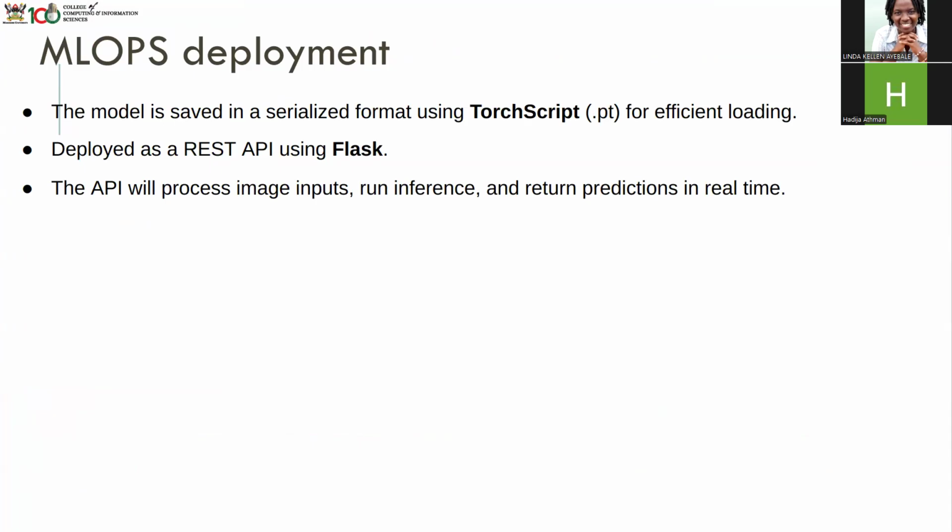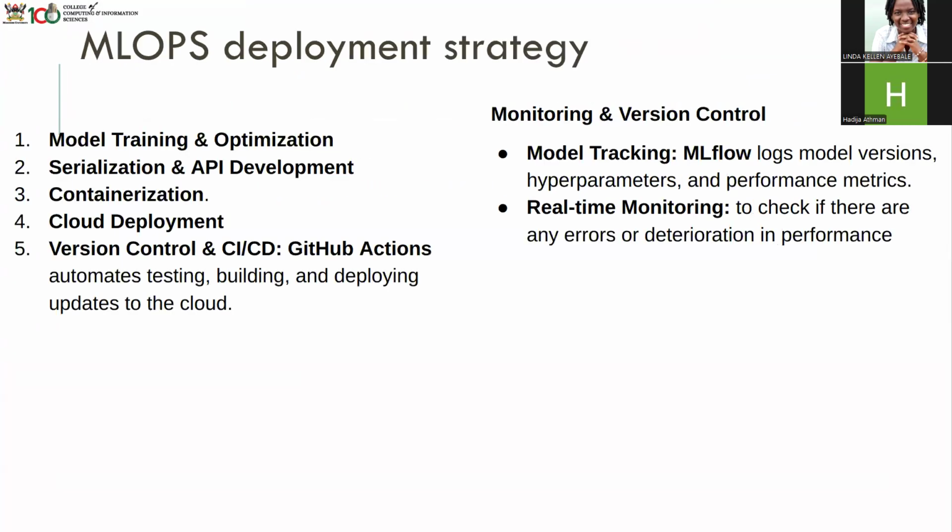These are the steps we followed in the MLOps deployment we did. First, we saved our model as a serialized format using TorchScript for efficient loading. Then we deployed our model using Flask as a REST API. After that, the API was able to process image inputs to run inferences and return predictions in real time. This will be illustrated in the demo.